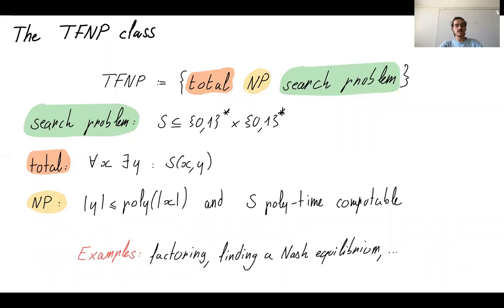So examples of TFNP problems include factoring. You're given an integer and you need to find its prime factors. Note that this is total, and it's also in NP, because you can always check that the prime factors are indeed prime, and that multiplying them, you get your initial number. Other problems include finding a Nash equilibrium and more.